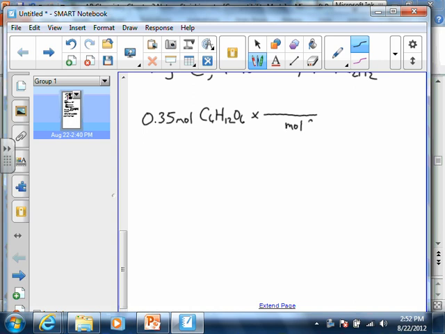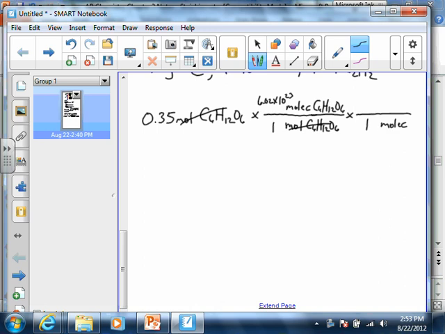So moles is going to go on the bottom, C6H12O6, and there are a couple ways you can do this. I'm going to go to molecules of C6H12O6, okay? In 1 mole, there are 6.02 times 10 to the 23rd molecules of C6H12O6. And then we have to set up another conversion because we don't want molecules of C6H12O6. We want atoms of hydrogen.